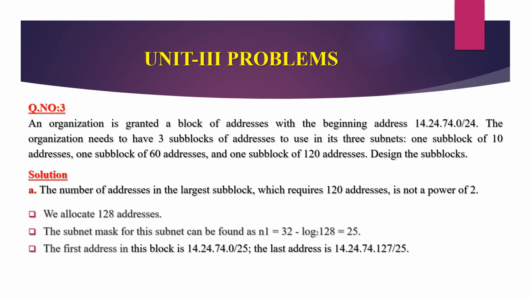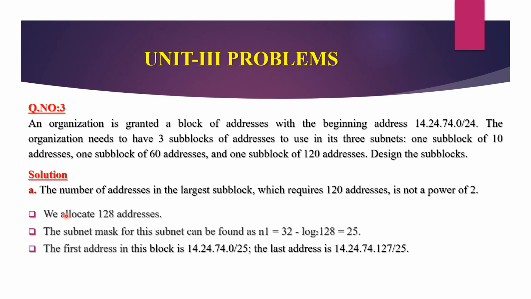We will go to the third problem. An organization is granted a block of addresses with the beginning address 14.24.74.0/24. The organization needs to have 3 subblocks of addresses to use in its 3 subnets: one subblock of 10 addresses, one subblock of 60 addresses, and one subblock of 120 addresses. Now we are going to design all the 3 subblocks.